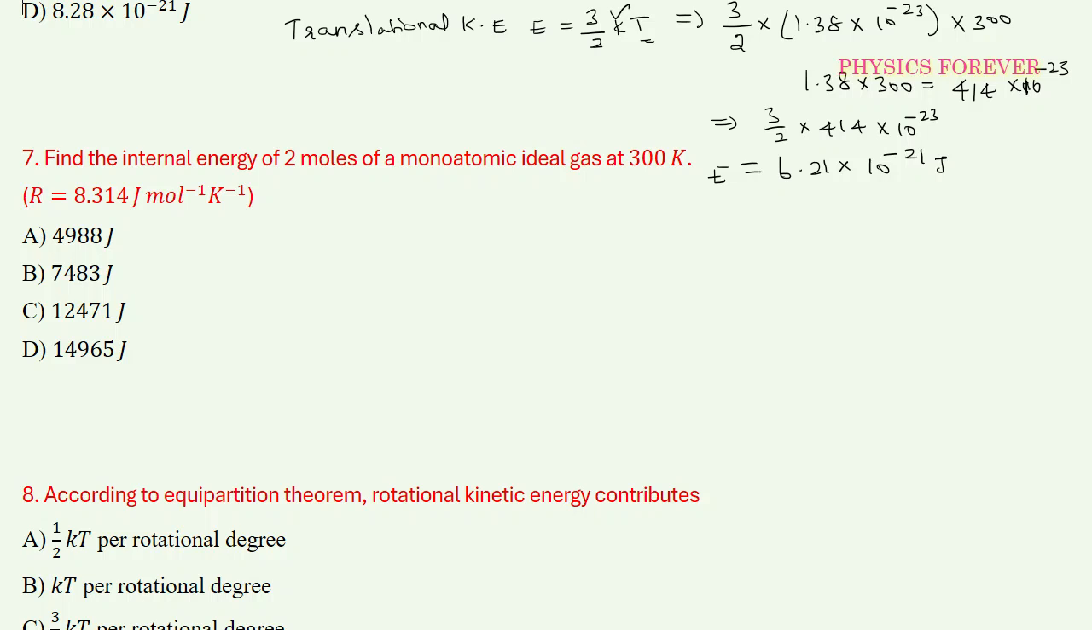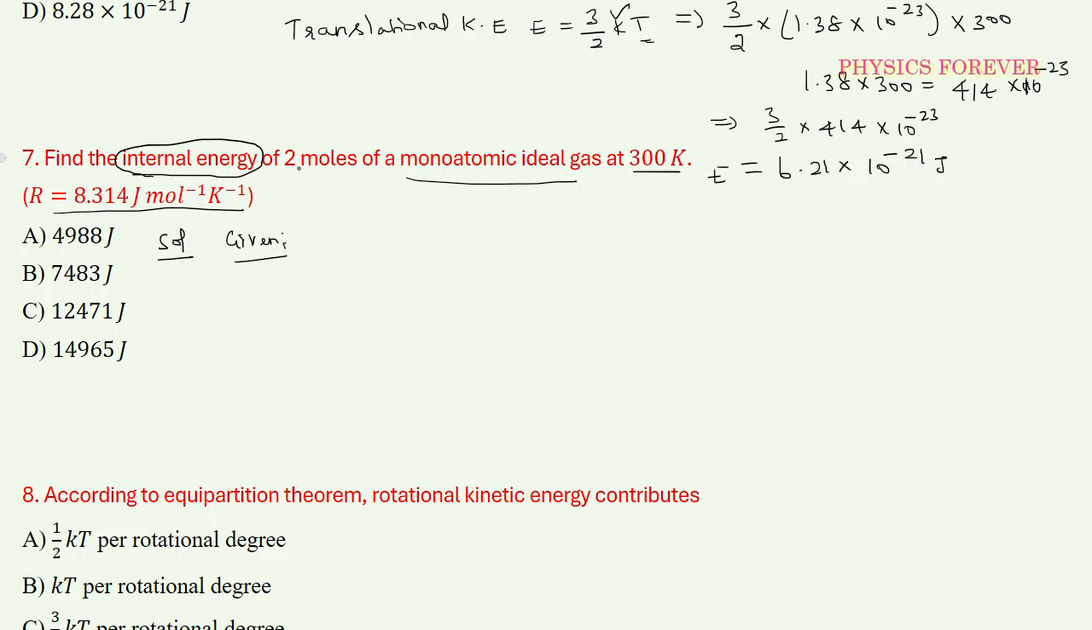Now question number 7: find the internal energy, which is important, of 2 moles of a monatomic ideal gas at 300 Kelvin. The universal gas constant is given. So how to solve? What are all the given values?